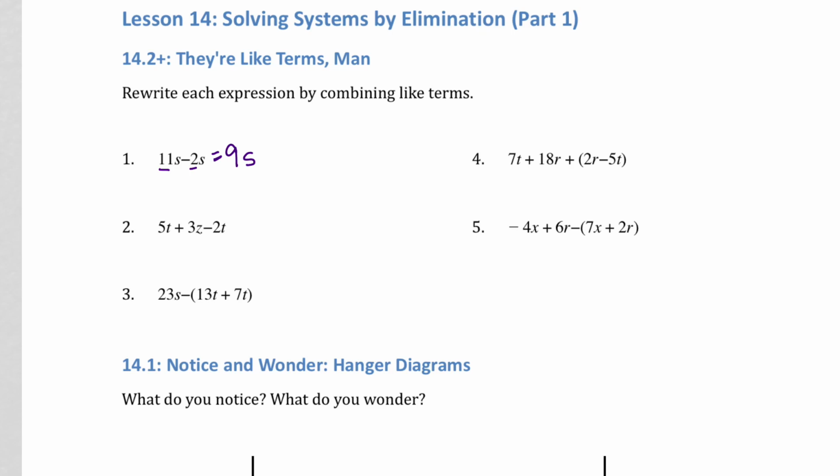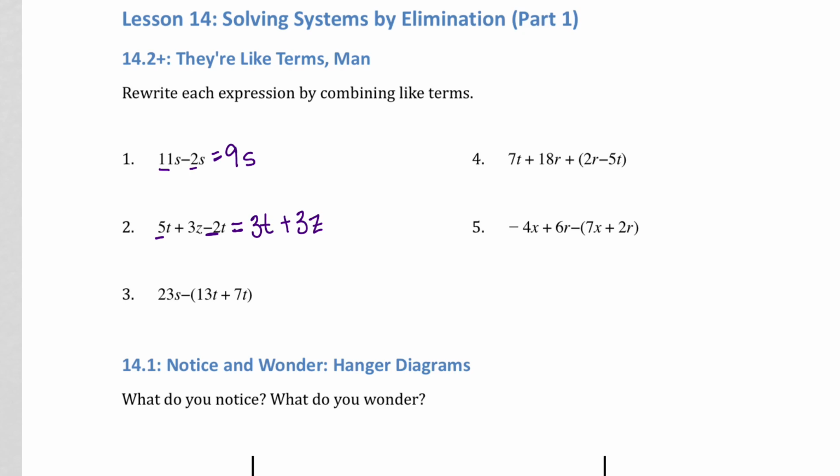For number 2, we have 5t plus 3z minus 2t. What do you think we're going to get from that? Can I combine any of these terms? All right, so we can combine our two t terms. We have a 5 minus 2, and we leave the 3z. So 5 minus 2 is 3. We leave our t attached to it, and then we add 3z.